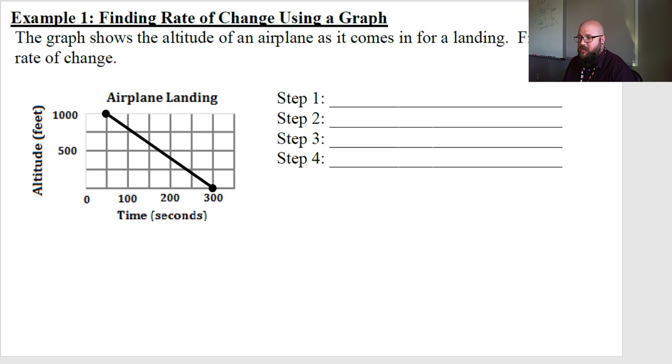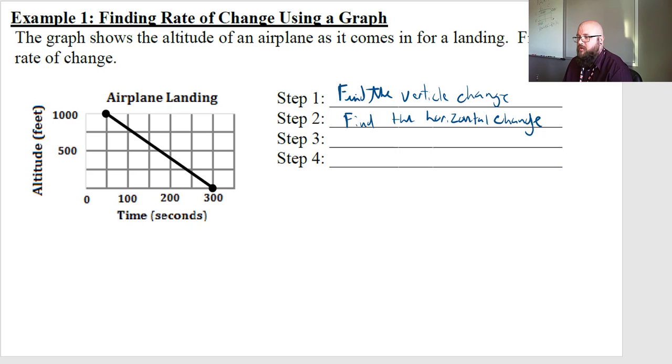So as you can see, we've got an airplane landing and the altitude. Altitude goes up to 1,000 is where they're at, and then it looks like starting at 50 seconds, it goes to 300 seconds to get the airplane to land, okay? So for step one, we're going to find the vertical change. Then we're going to find the horizontal change. So we're going to find the vertical change and find the horizontal change, right?